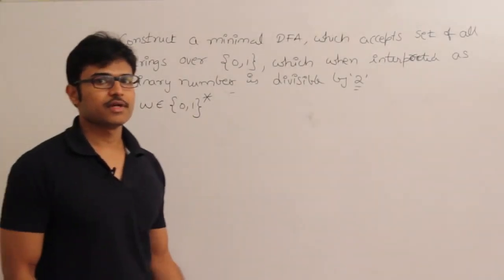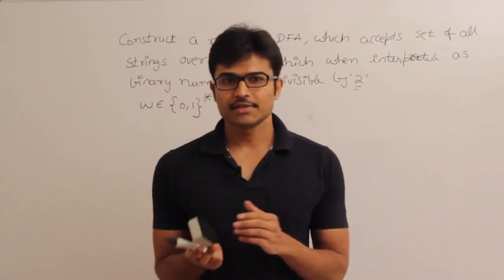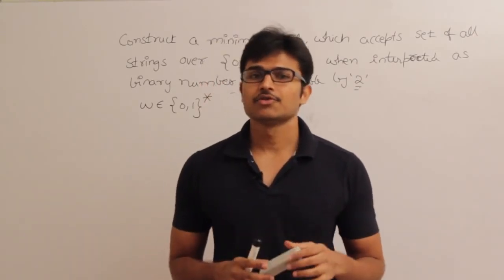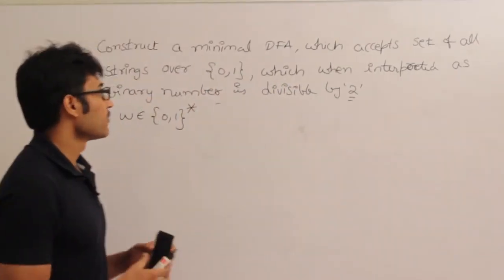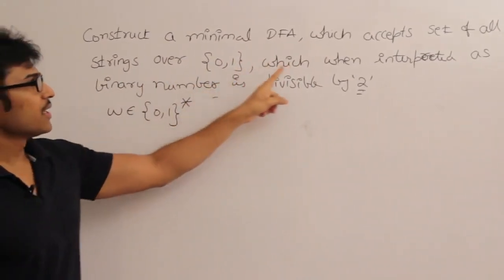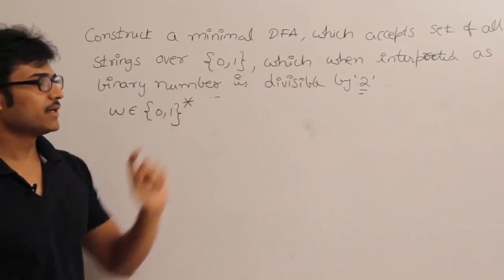So in the previous question we have seen all the binary numbers which should be divisible by 2. Now we shall extend this question. Again we are looking at binary numbers, but here the number should be divisible by 3. So the question is, construct a minimal DFA which accepts the set of all strings over 0, 1 which, when interpreted as a binary number, is divisible by 3.